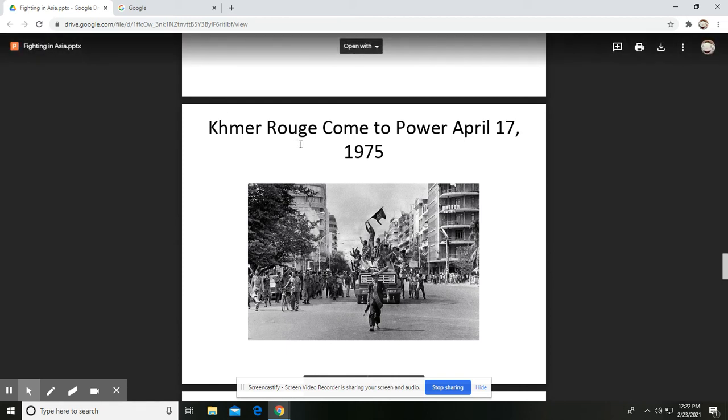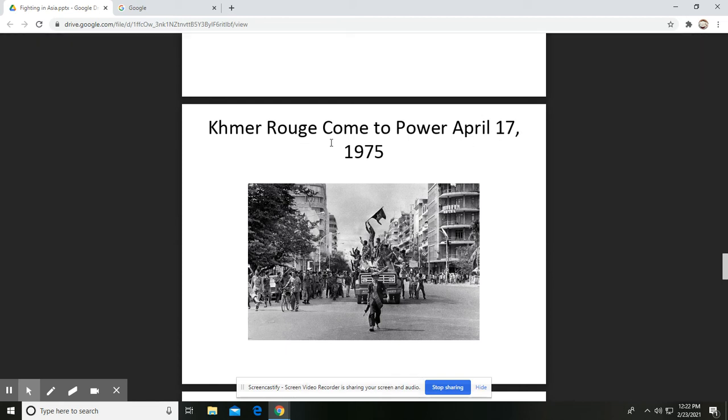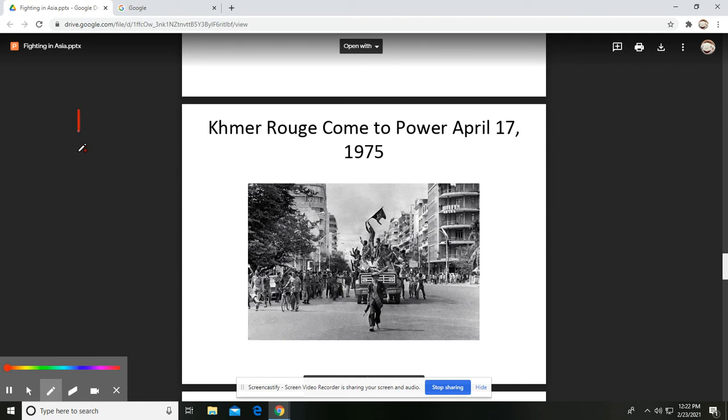This is an image of the Khmer Rouge coming to power. Here we see the date. I also want to point out that at the same time when this is going on, the United States is fighting in Vietnam, and Cambodia is right here.